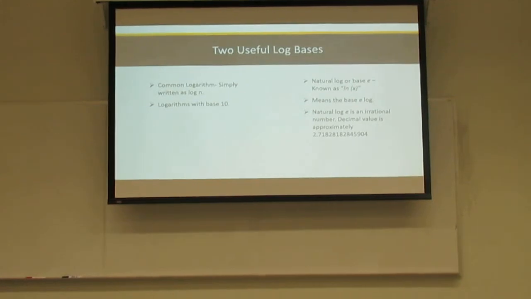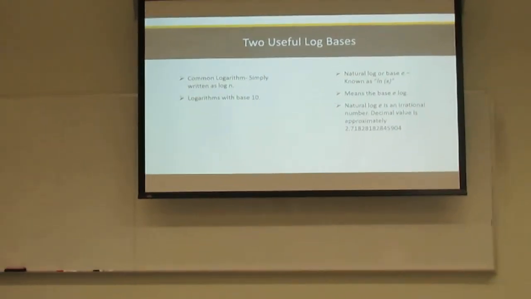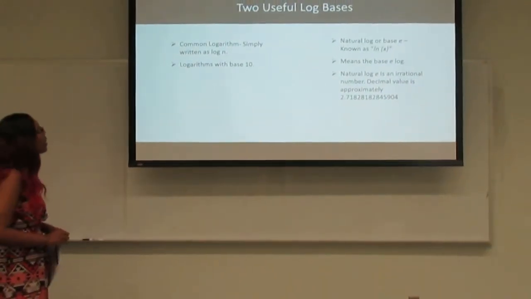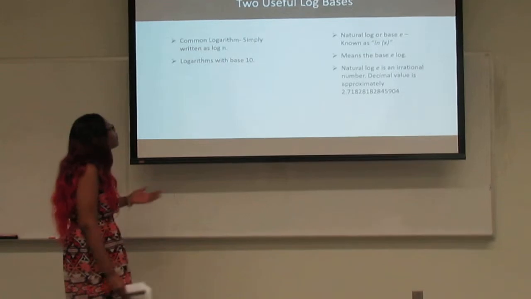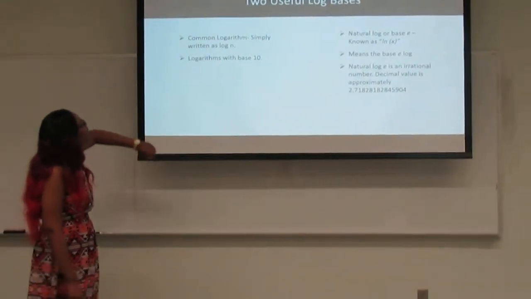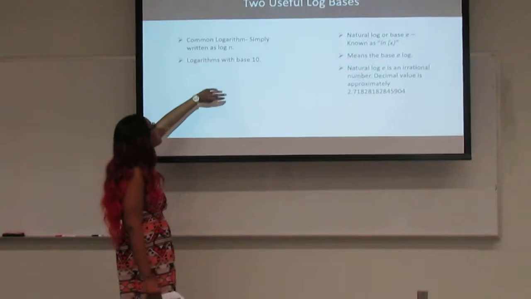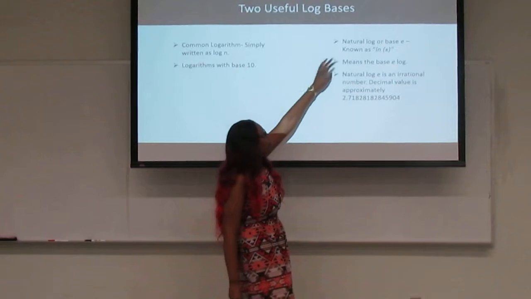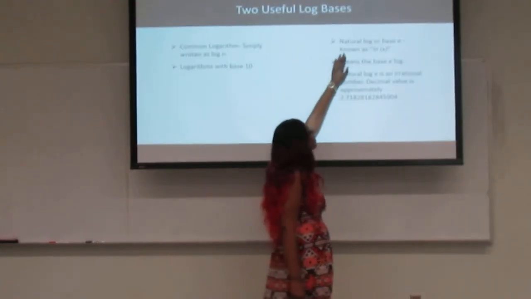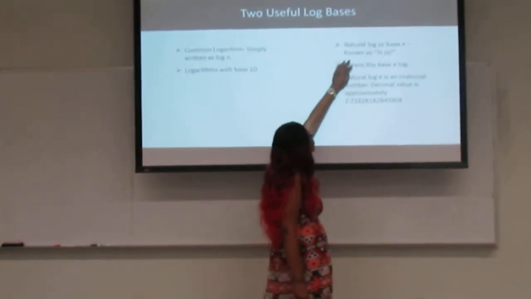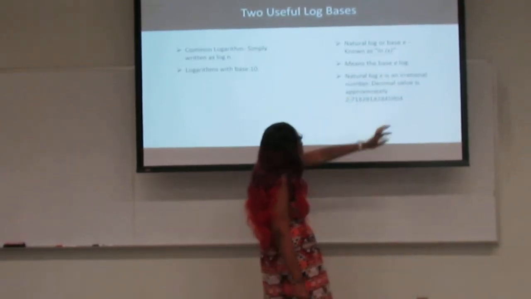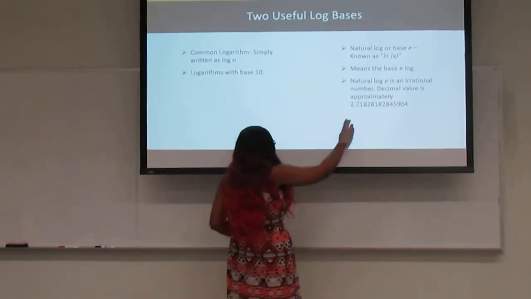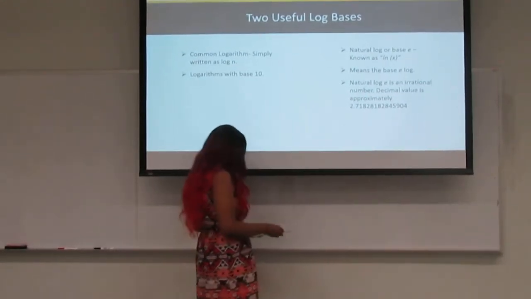Two useful log bases would be common logarithms, which is simply written as log n. If you find an equation that has just log n, you'll commonly think that the base will be automatically 10. And natural log, or base e, which is known as the natural log of x, means log base e. e is an irrational number, which as a decimal is approximately 2.718, and so on.